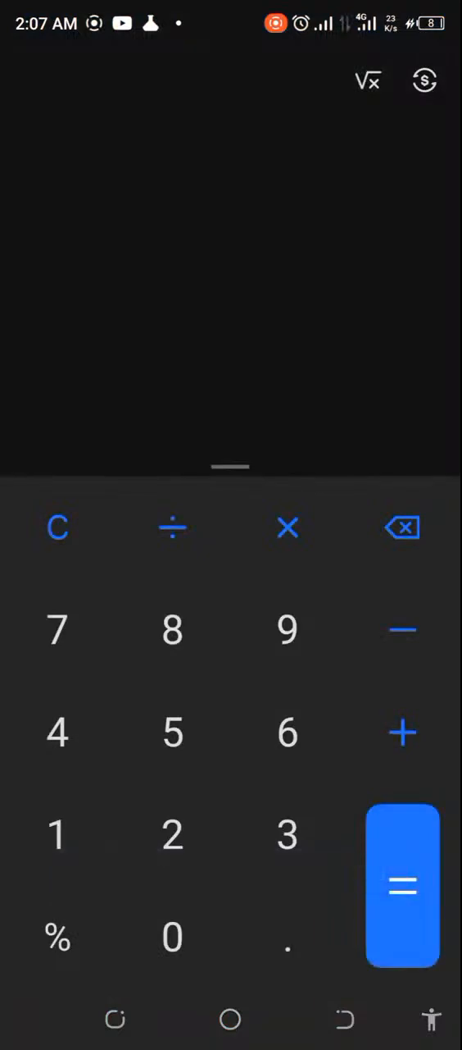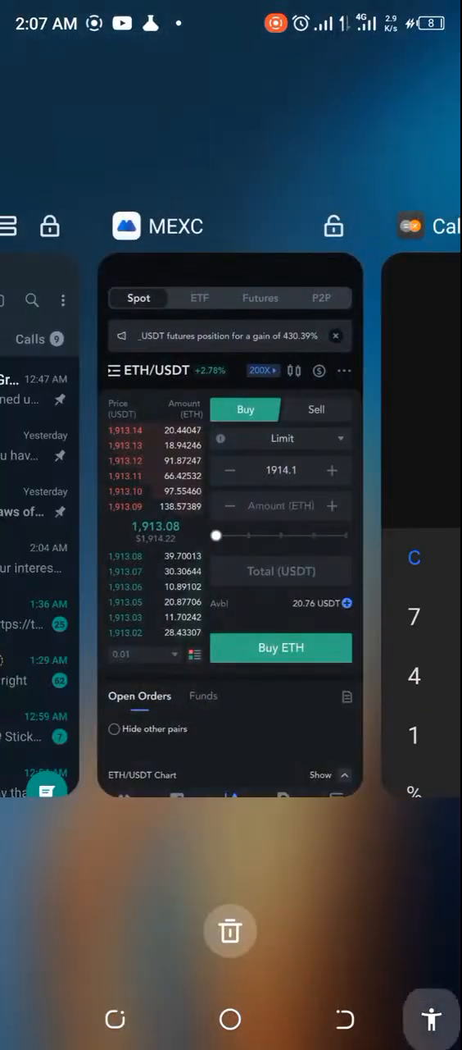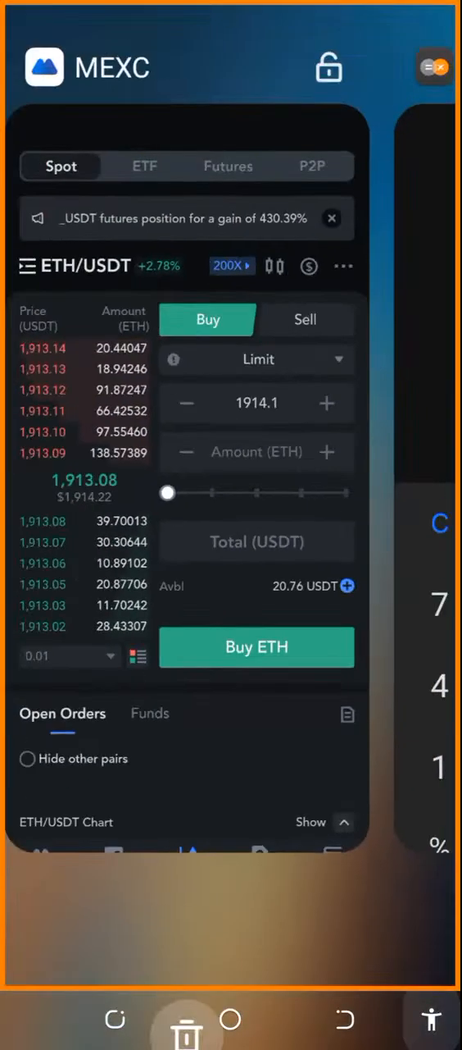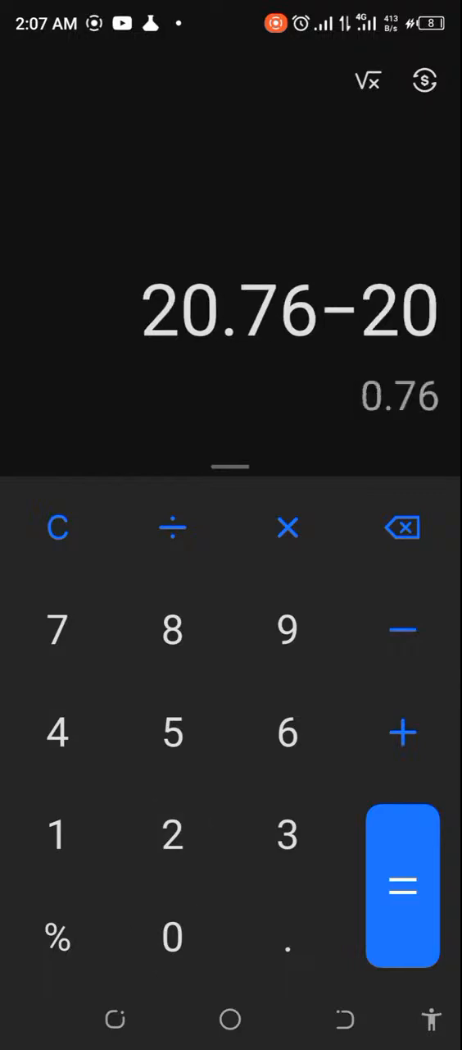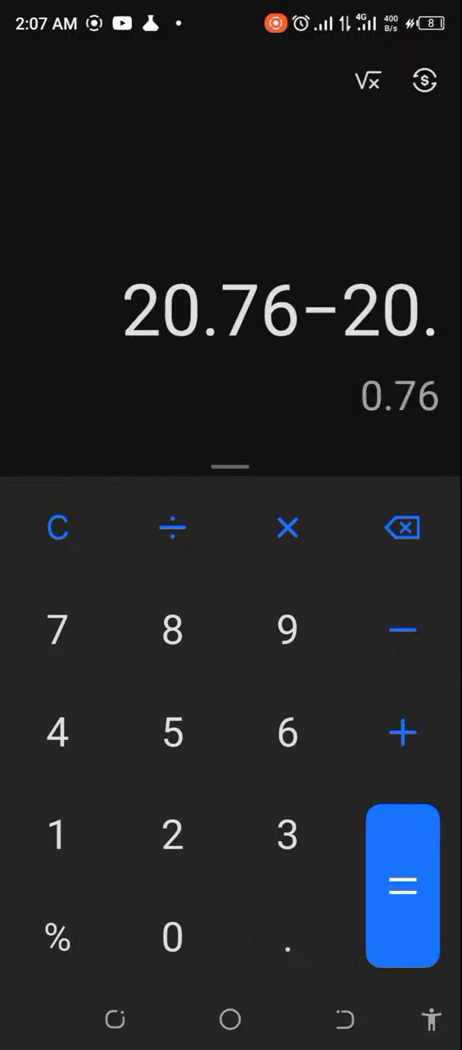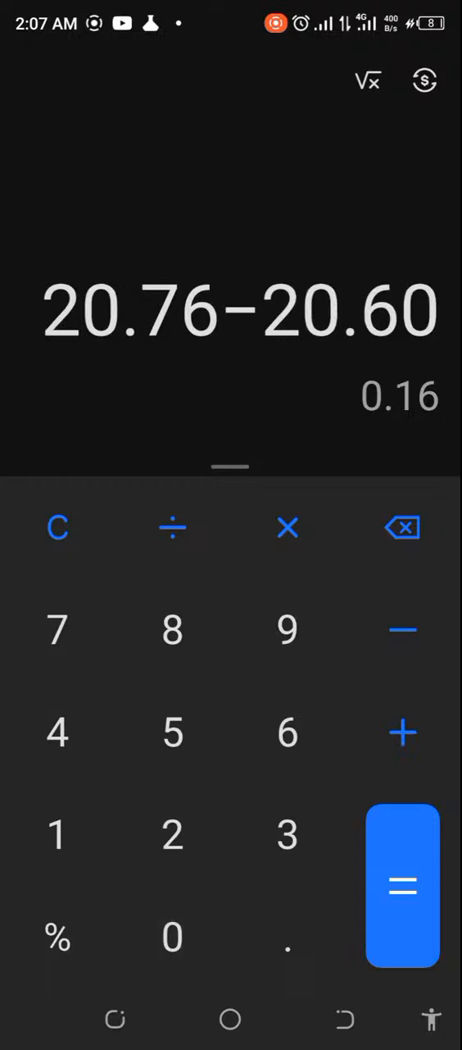So what that means is that 20.76, am I right? Am I correct? 20.76, yeah. So 20.76 minus 20.60. 16 cents. Yeah, it wasn't exactly so fantastic, but it's something.